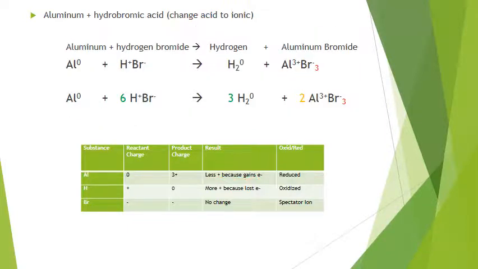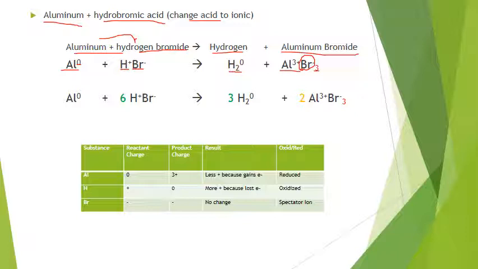All right, next one, aluminum plus hydrobromic acid. Change the acid to ionic, so it's aluminum plus hydrogen bromide. And then aluminum's going to take the place of the hydrogen, and the hydrogen comes out, and you get aluminum bromide. Write down your substances. So it's aluminum, no charge because it's all by itself, hydrogen bromide, H2, no charge, Al3 plus, Br minus. And so you need to have three of these.